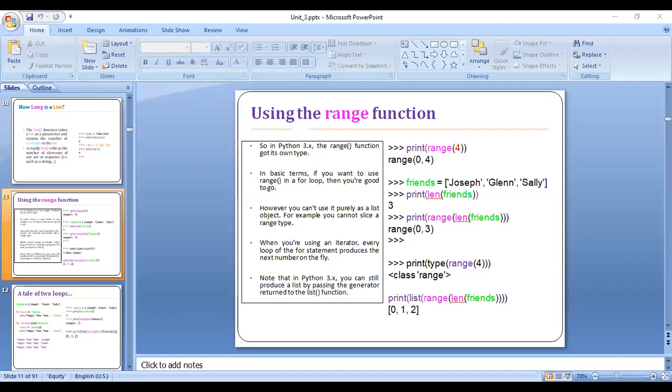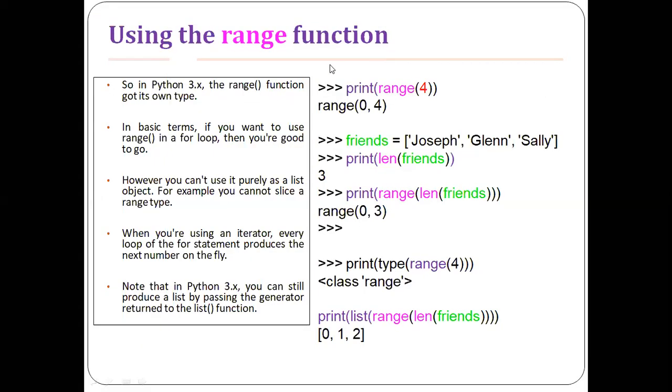we have stopped here, right? So let us look at one more function called the range function. So in Python 3.0, the range function got its own type. In basic terms, if you want to use range in a for loop, then you are good to go. However, you can't use it purely as a list object.